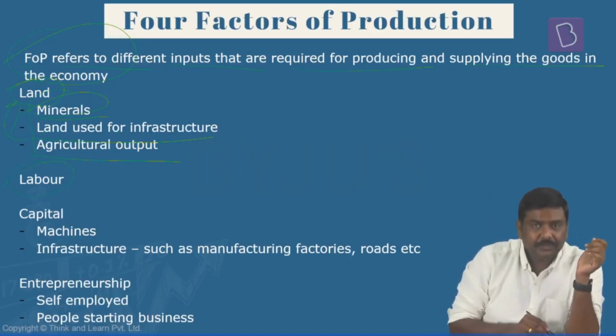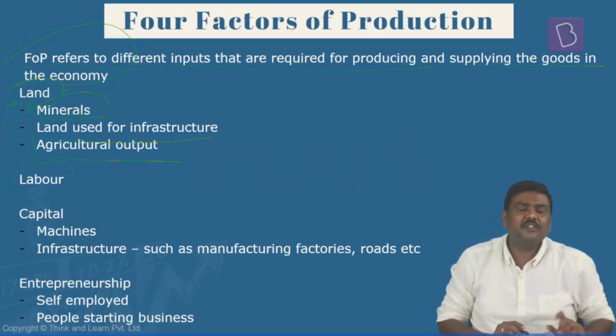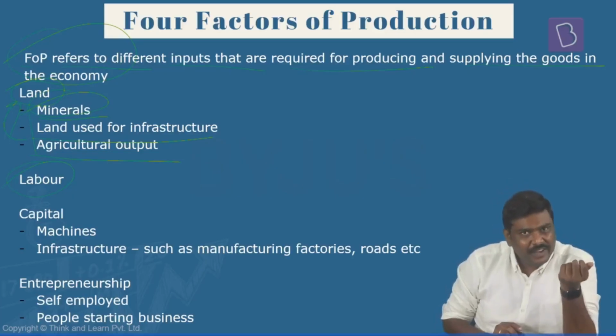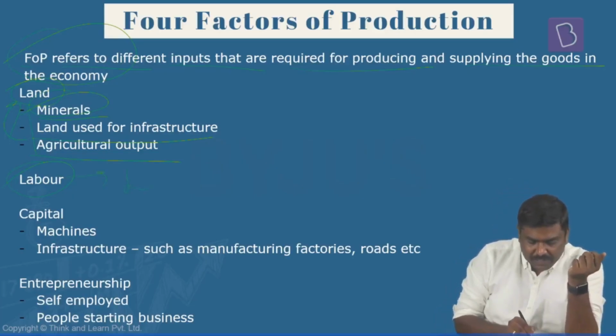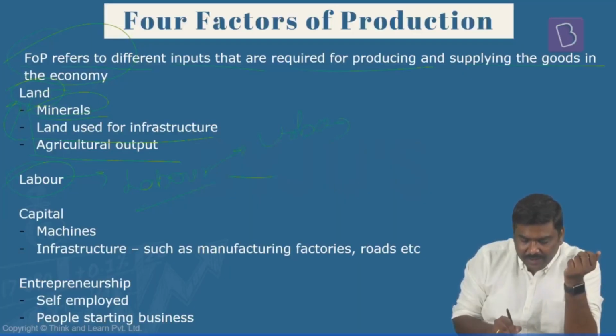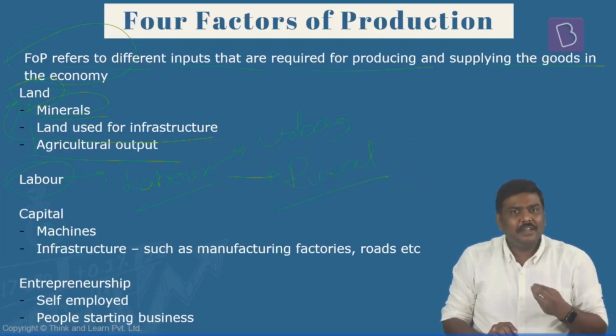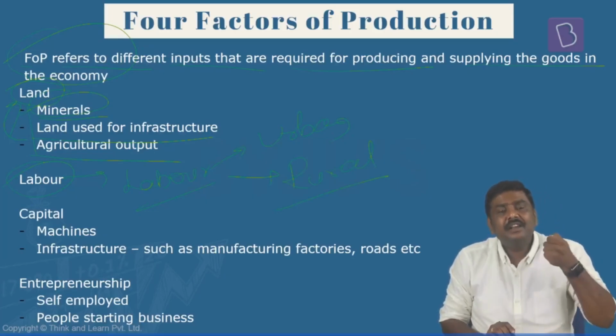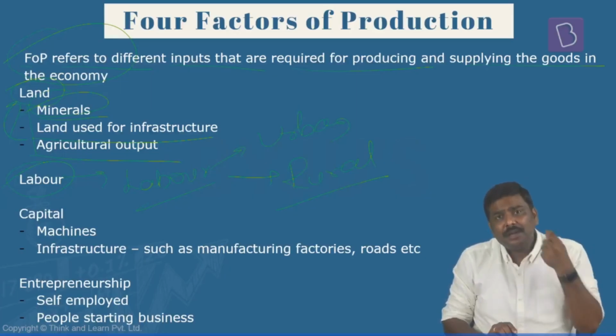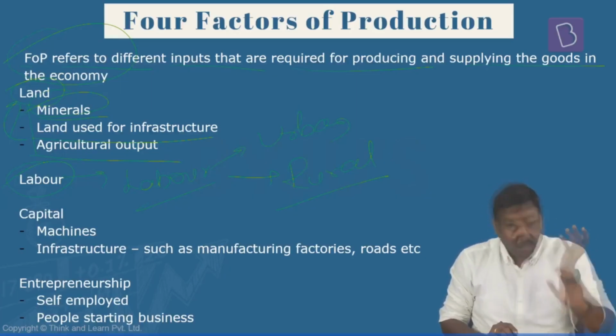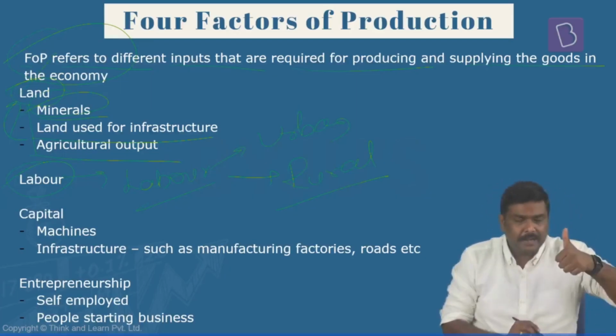Done? And on the other hand, you also have the second factor of production, that is labor. In case of labor, you could have labor in an urban area, labor in a rural area, etc. And within the labor that is available, the labor could be semi-skilled, skilled, informal labor, non-skilled labor, etc. So the first factor of production is land. Second factor of production is labor.